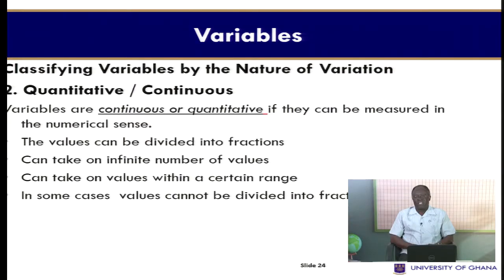Now we also said the values can take on infinite number of values. If we have a number of people in this classroom with different ages, somebody can be 21, 19, 15, all along, so we don't know where the final limit is. So values can take on infinite number of values. And then they can take on values within a certain range. For instance, the income of people in this institution can range from a certain number of Ghana cedis to a certain amount of Ghana cedis. So here we have a range. You can take the income of bankers from the lowest paid to the highest paid, which constitutes a range.